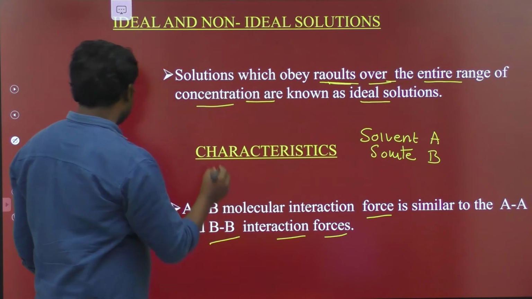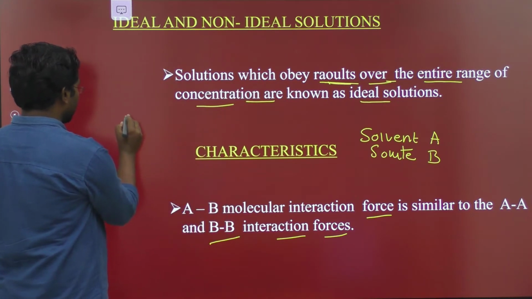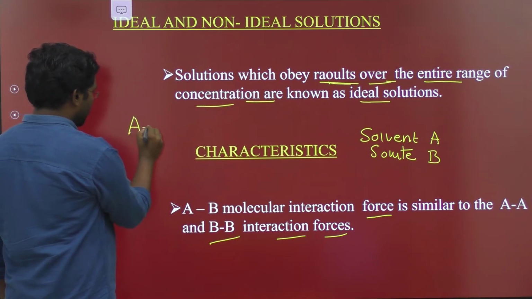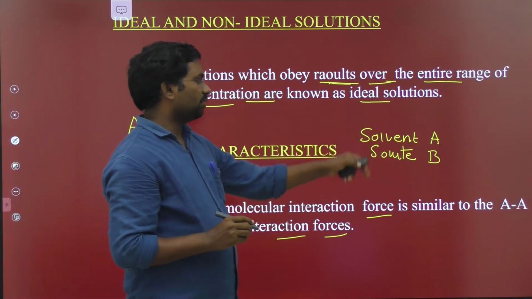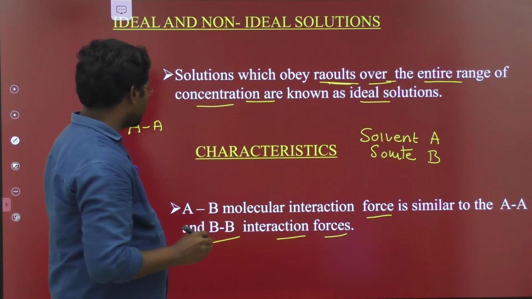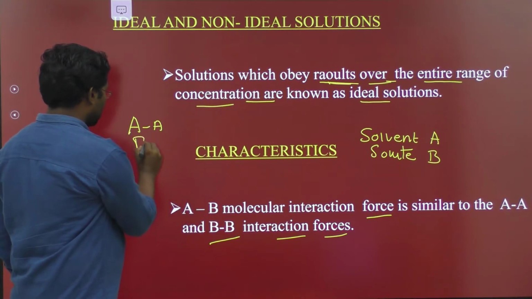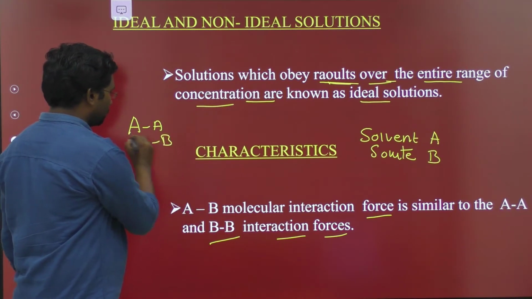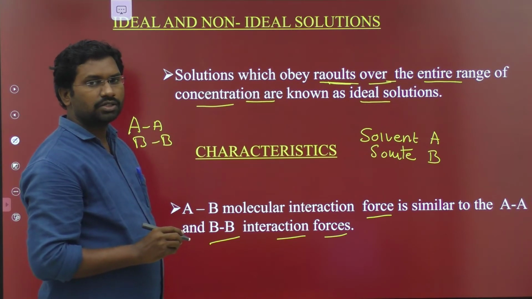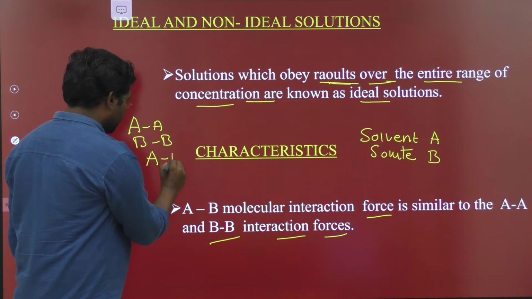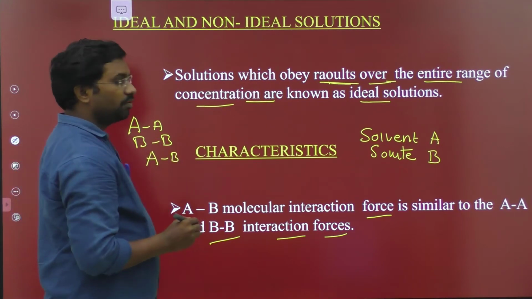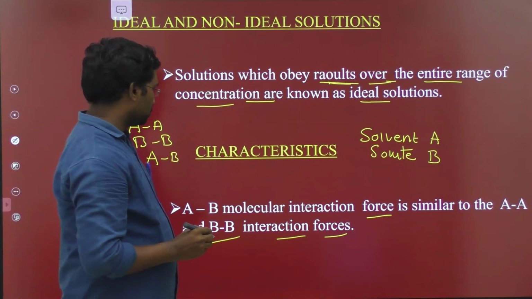The first is the AA interaction, the interaction between the solvent and solvent molecules. The second is the interaction between the solute molecules, that is the BB interaction. And the third is the AB interaction, the interaction between the solvent molecules and solute molecules.